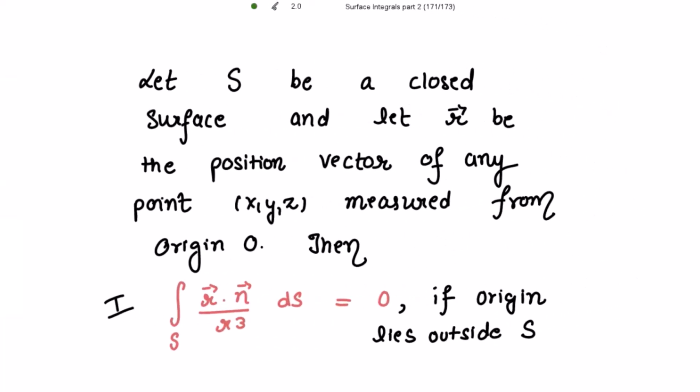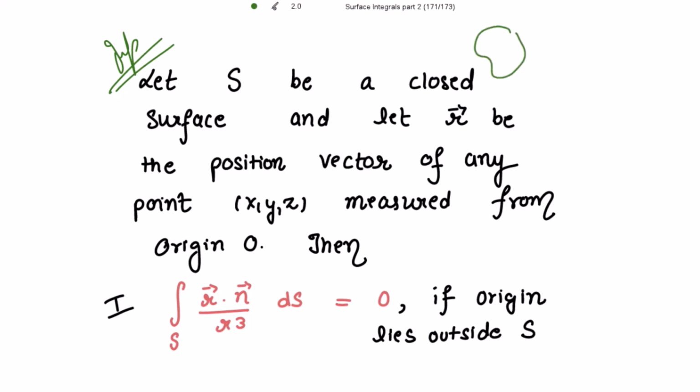This is another kind of exercise for the surface integral which is very important. Let S be a closed surface and let R vector be the position vector of any point x, y, z measured from the origin O. Then first we need to prove that the surface integral of R vector divided by R cube dot product with n vector dS is equal to 0 if origin lies outside S.